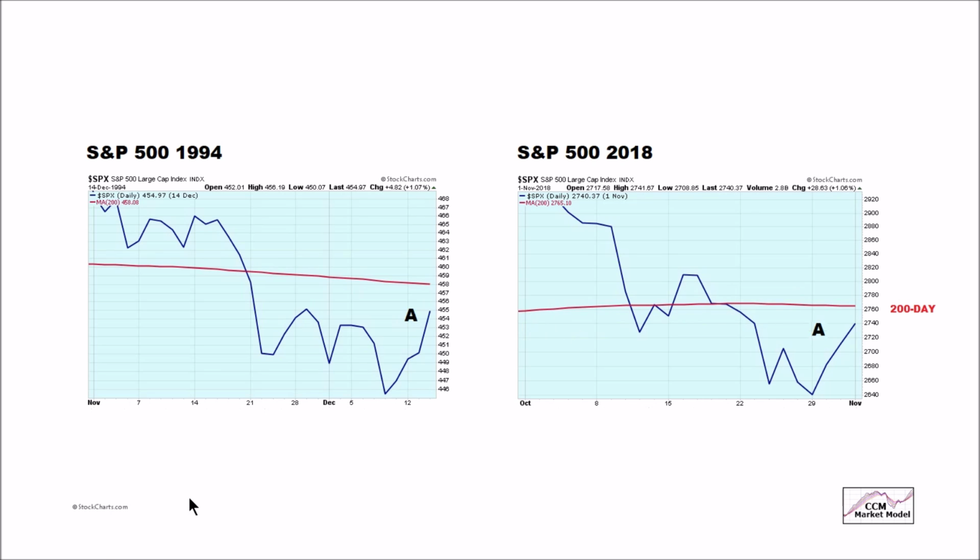If we look out here, it's bullish. Not the case here. We have a downward sloping 200-day moving average. This trend is weaker when price goes through it. Is there anything else that's different between the two periods, 2018 and 1994?